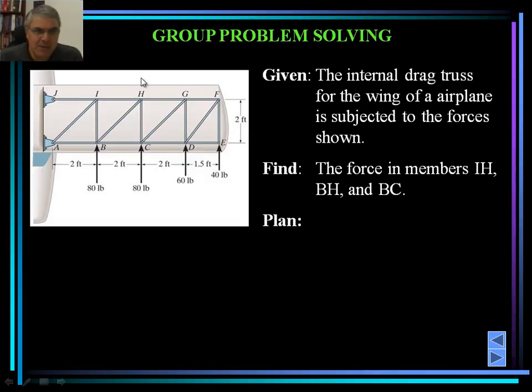What we try to do is calculate the forces in member IH, member BH, and member BC. These are the members that we would like to calculate the forces in, the internal forces of those members. We would calculate those, then we can size the members. But first we need to calculate those if we ever want to design such a truss for the wing of an airplane. Obviously we need to know about the forces first before we can proceed with the design.